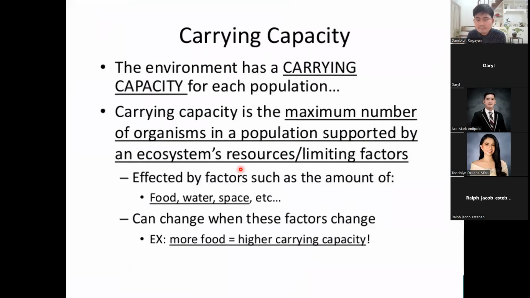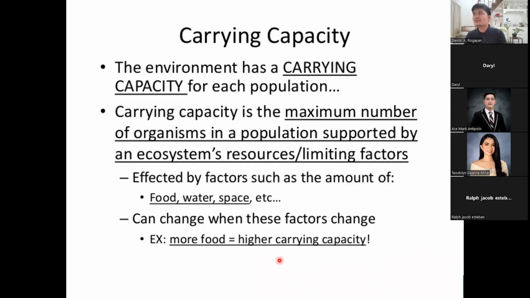Okay. So carrying capacity, just in case, no? The environment has a carrying capacity for each population. So carrying capacity is the maximum number of organisms in a population supported by an ecosystem's resources or limiting factors. Ito yung kaya niyang i-maintain na number of organisms in a particular population. It is affected by factors such as the amount of food, water and space, and can change when these factors change. So more food will actually mean higher carrying capacity.